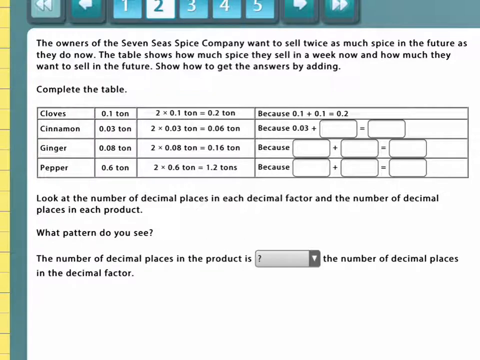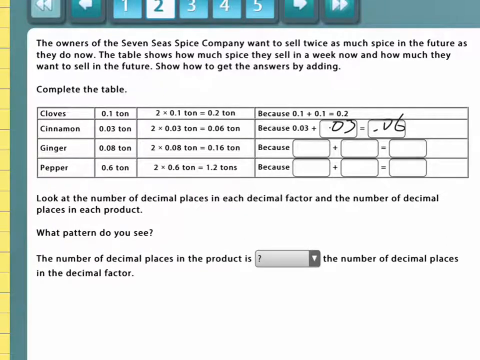Alright, this is going to be the exact same format using the place value section model. Except this time we're selling twice as much spice in the future as they do now. So 2 times 0.1 ton is 0.1 ton and 0.1 ton, which is 0.2 tons. Because the second one, 0.3 tons, they're 2 times that. So 0.3 plus 0.3, I guess they're just showing, instead of multiplication, repeated addition, is 0.6.